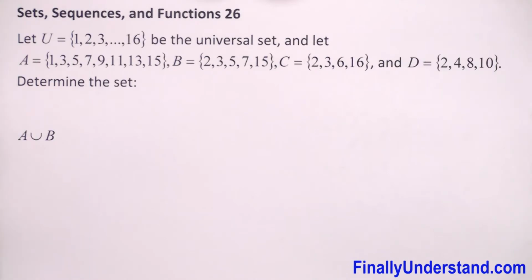We have given universal set U and sets A, B, C, D. We have to determine the set A plus B, or the sum of sets A and B, or in some books the union of two sets A and B. What is the union of two sets A and B? Elements which belong to A or to B.